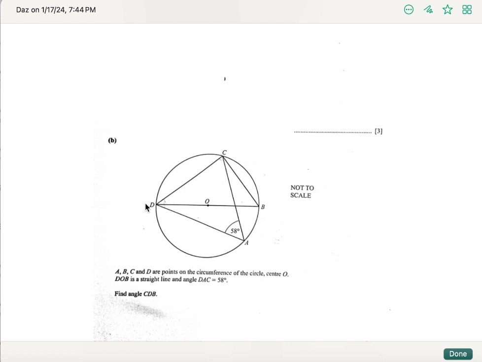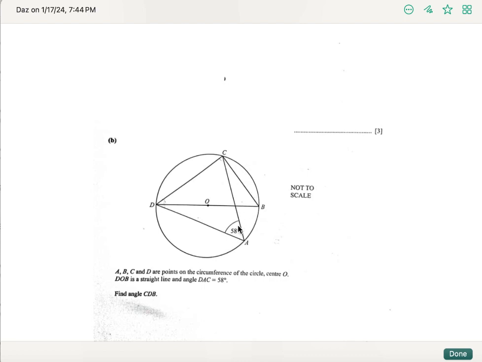This is called CD or DC. They both stand on it. Or you can say they're standing on this minor segment. They both stand on this minor segment. So any angle on the circumference standing on the same arc are equal.